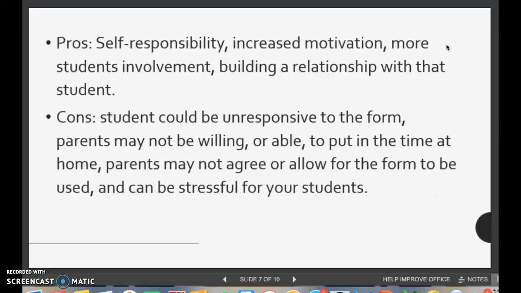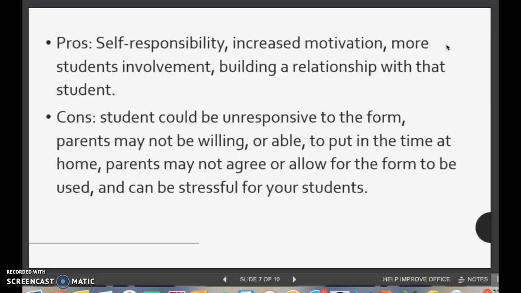There's a lot of pros and cons. Of course, every good thing has cons, no matter what. Pros are it increases responsibility or self-responsibility for the student. There's typically more motivation, more student involvement, and you're building a relationship with that student as well as the family, because when there's student involvement, there's typically more parent involvement, although that's not always the case.